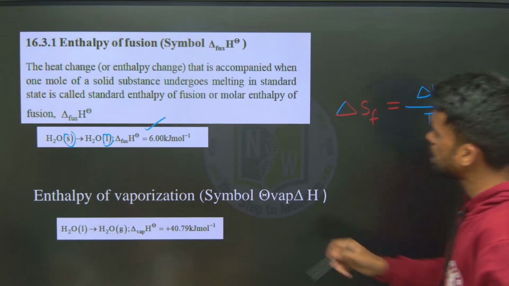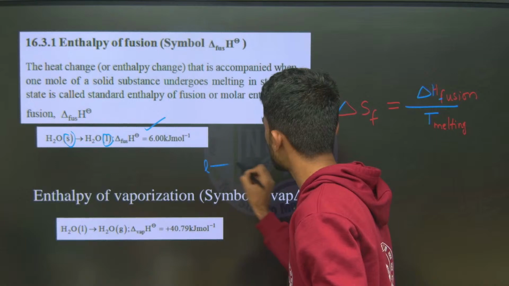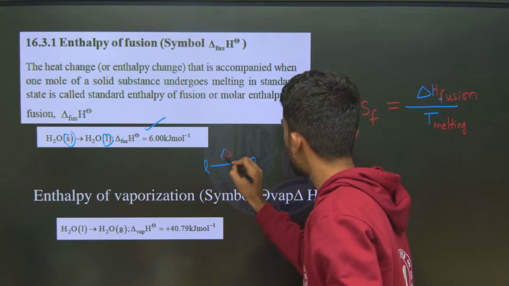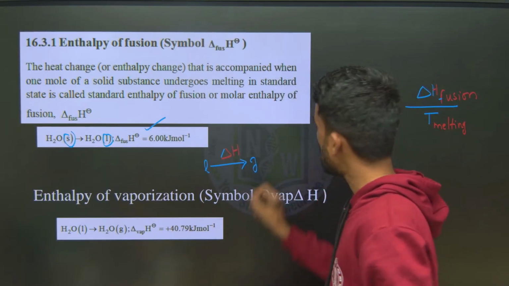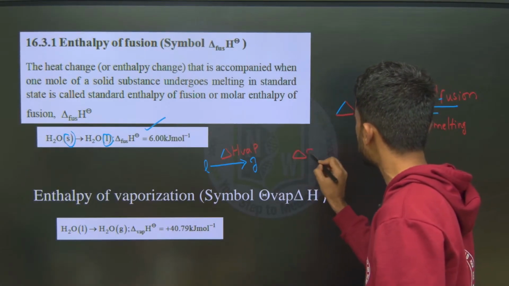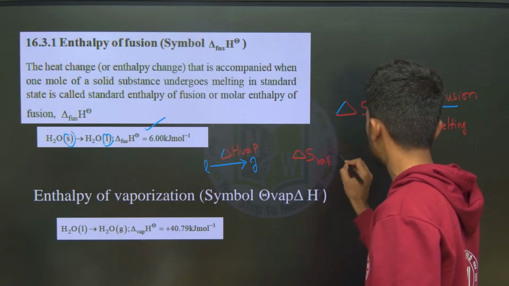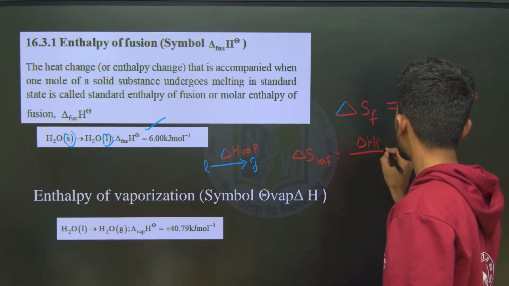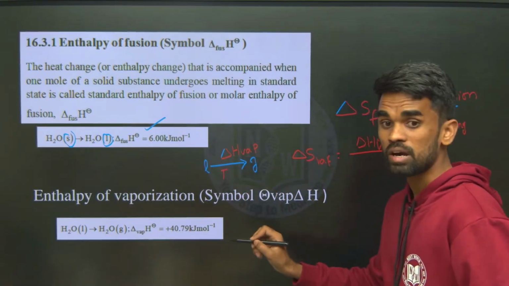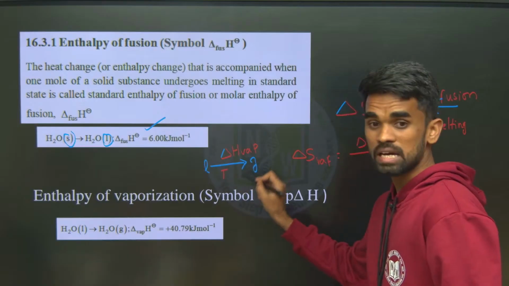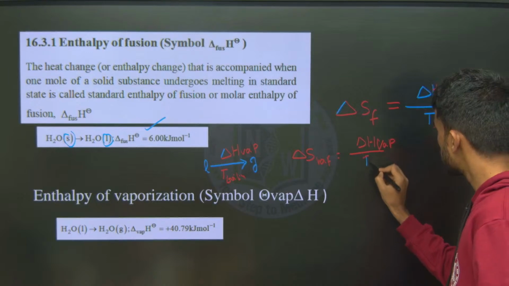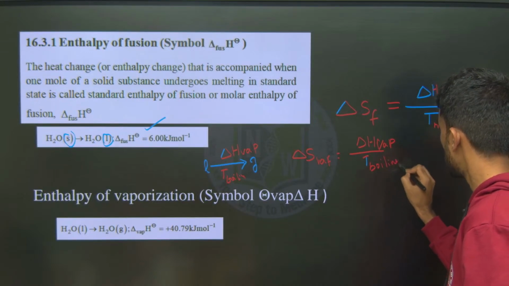Now if this liquid is converting into gas, what can we call this process? Vaporization. The enthalpy accompanying this process is called enthalpy of vaporization. Now if I ask for entropy of vaporization, what is your formula? Entropy of vaporization is delta H vaporization divided by temperature. Which temperature? Liquid to gas, so it is boiling. So T boiling. Like this you can take.